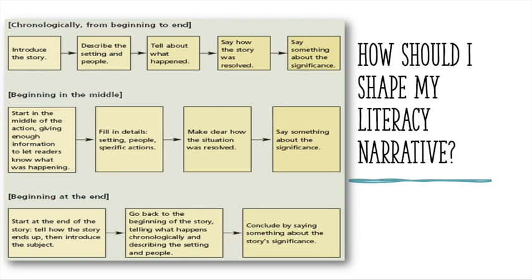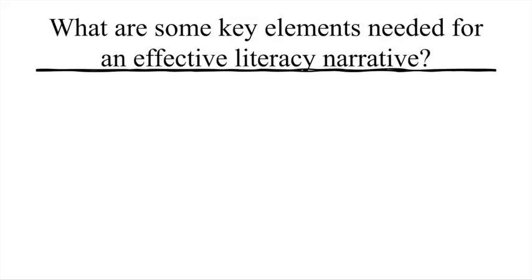As you look at these ideas, you could probably think of different movies or books that you've read that have been guided by these different narrative structures. Again, this is by no means an exhaustive list, but it certainly gets us started. We're nowhere near this phase at this point, but this is just a way to think about the project overall. So what are some key elements needed for an effective literacy narrative?